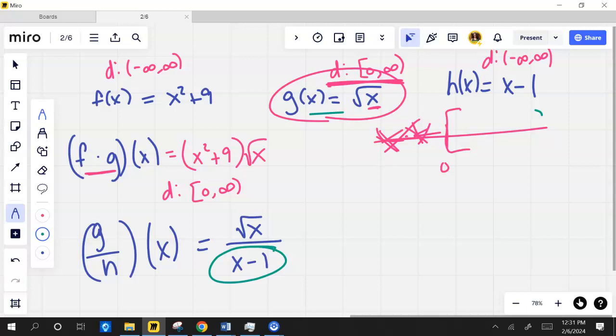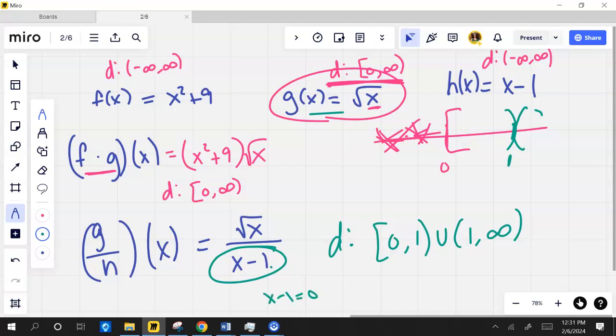So now I have to go, okay, not only have I got to be bigger than 0, but I also got to leave out what value? 1. 1 minus 1 is 0, right? I got to leave that out. So now what is my domain? I told you the combined domain is the kicker here. That's the new stuff. What would you have to plug into x to make that 0?